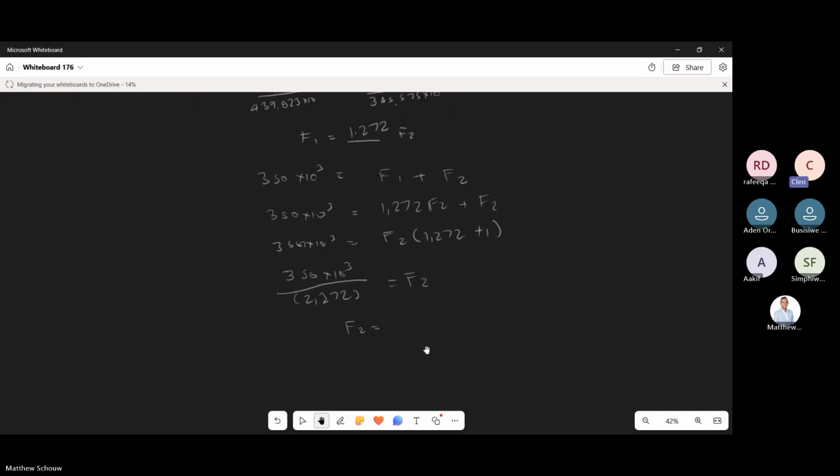Okay. 154 times 10 to the power 3. Exactly 154 times, was it exactly clean? Yes, it's 154 kilonewtons. Okay, perfect. Thank you. And all we do, to find F1, we must then multiply 1.272 by this here, because F1 is that. So that's 1.272 times 154 kilonewtons. And what do we get for that?